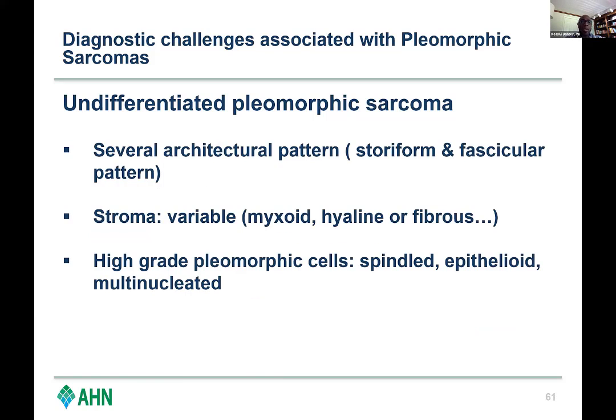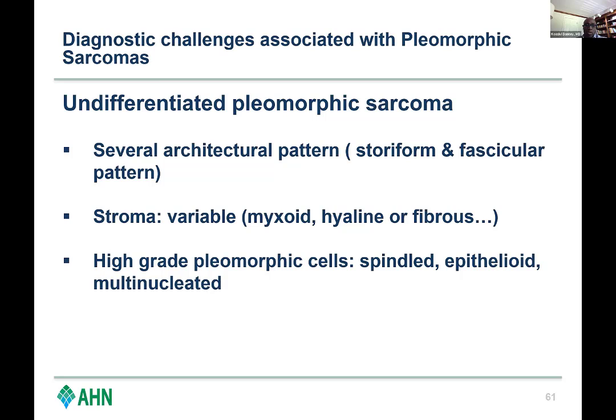Undifferentiated pleomorphic sarcoma is characterized by several architectural patterns. Can be storiform, fascicular, or the tumor cells can be arranged in sheets. Whenever I have an ugly-looking sarcoma with a storiform architecture, the first thing that comes to mind is undifferentiated pleomorphic sarcoma, especially if these tumor cells are ugly-looking and the immunostains are all negative. I strongly think about UPS.